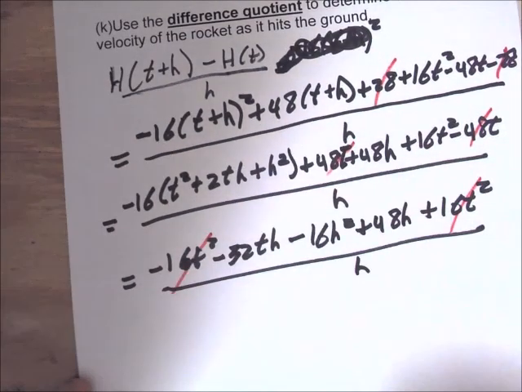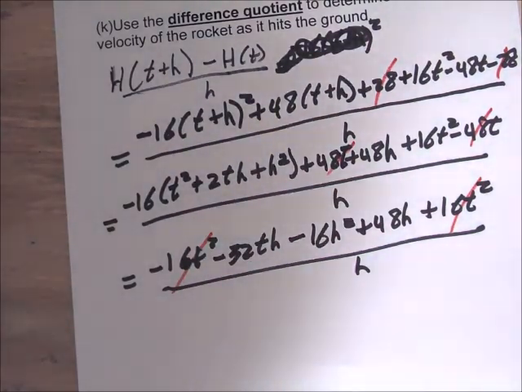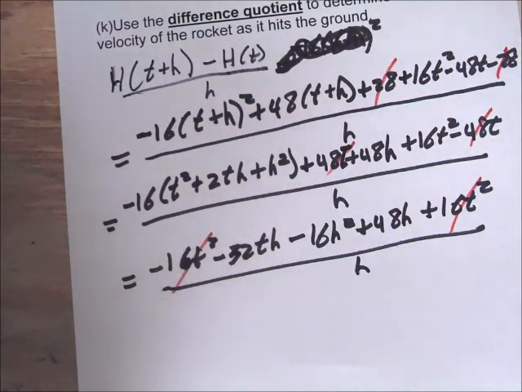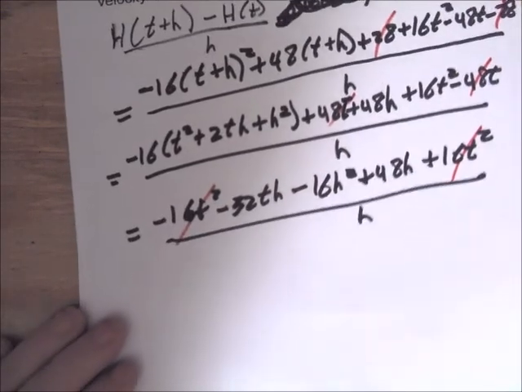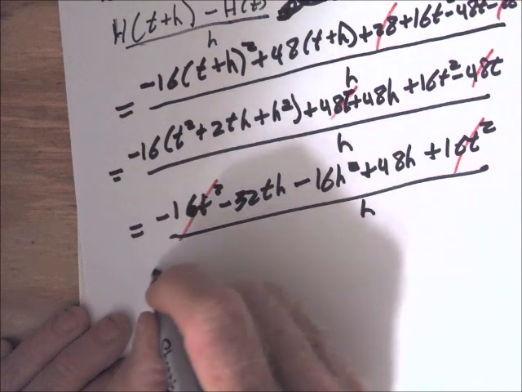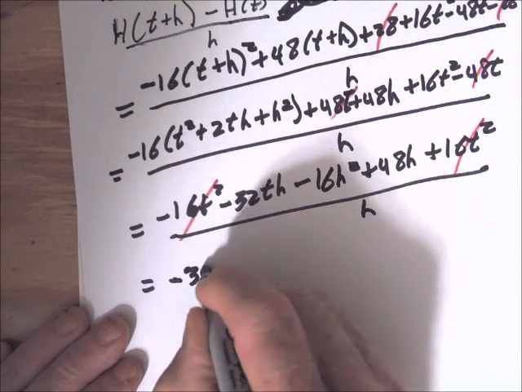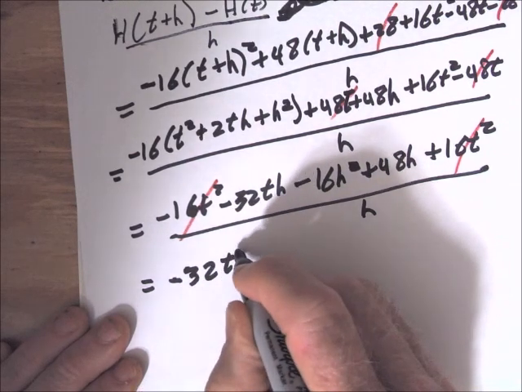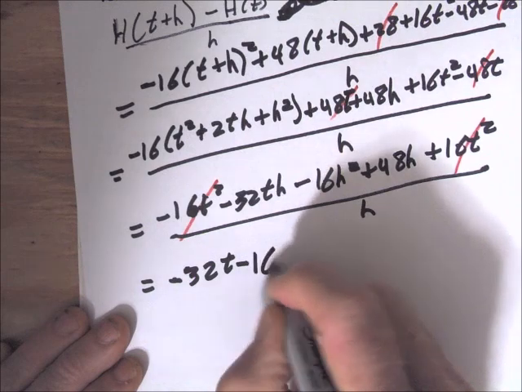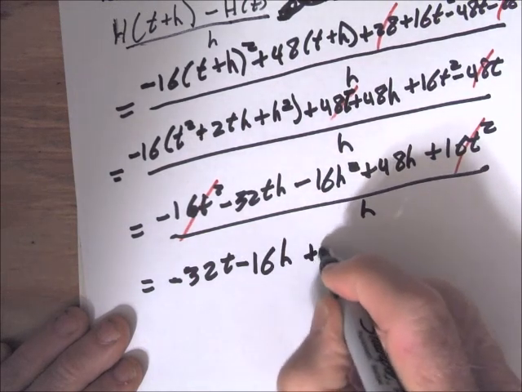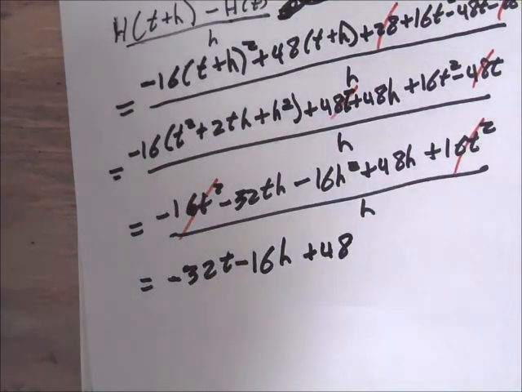And the other terms we can just divide by h, divide each of these by h, because all the three remaining terms have an h in them. So we have minus 32t minus 16h plus 48. Okay, so that's the difference quotient.